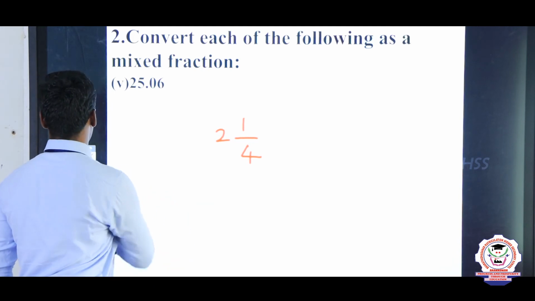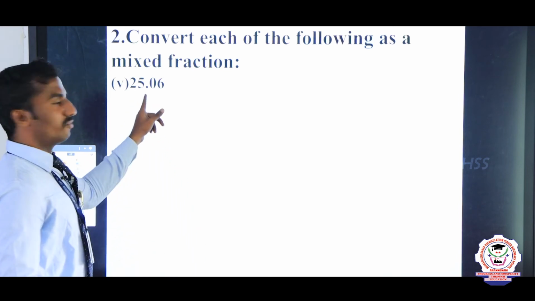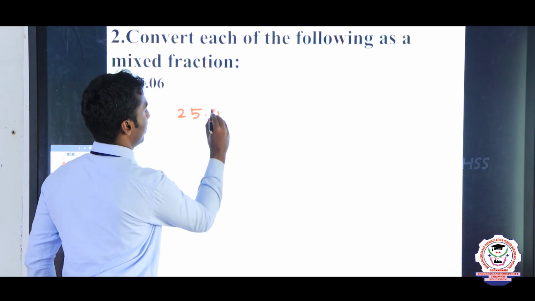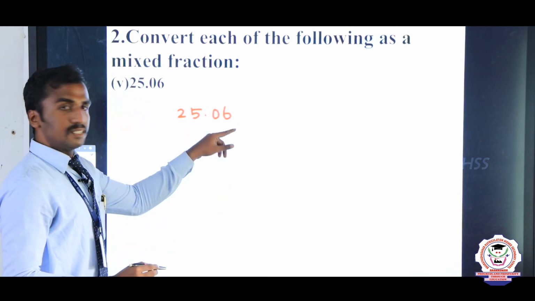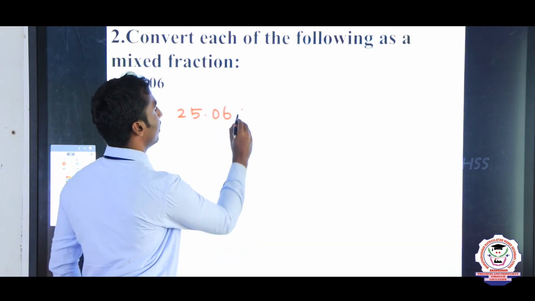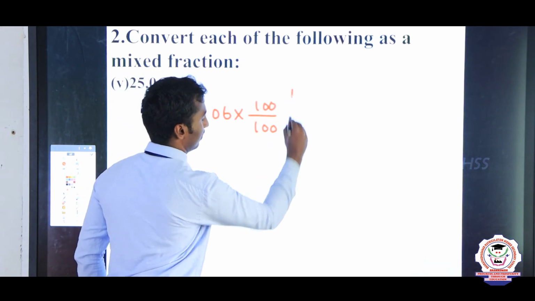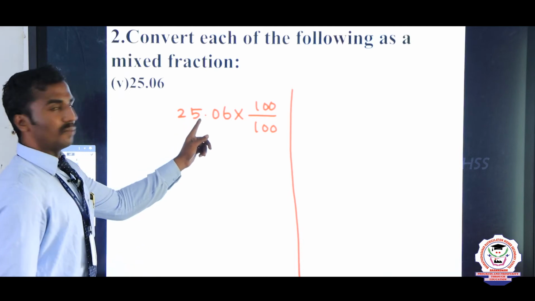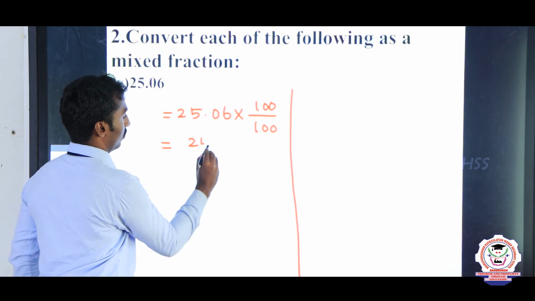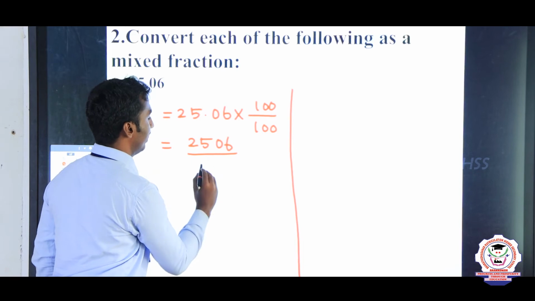So next one, given value 25.06. After decimal point having 2 digits, we want to multiply by 100. So 100 divided by 100. So next step, 25.06 into 100, we get 2506. 2506 divided by 100.